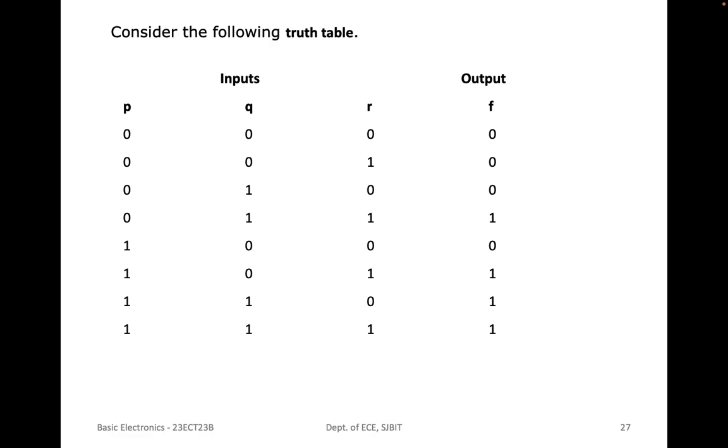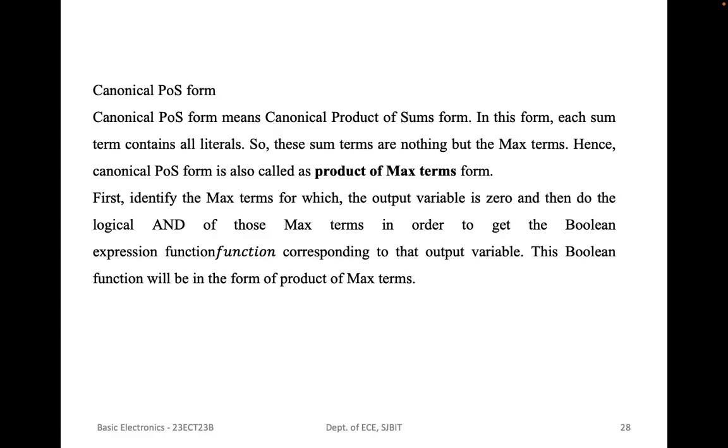Canonical POS form. Canonical POS form means canonical product of sums form. In this form, each sum term contains all literals. So these sum terms are nothing but the max terms. Hence, canonical POS form is also called product of max terms form. Identify the max terms for which the output variable is 0 and then do the logical AND of those max terms in order to get the Boolean expression corresponding to that output variable. This Boolean function will be in the form of product of max terms. Follow the same procedure for other output variables also if there is more than one output variable.